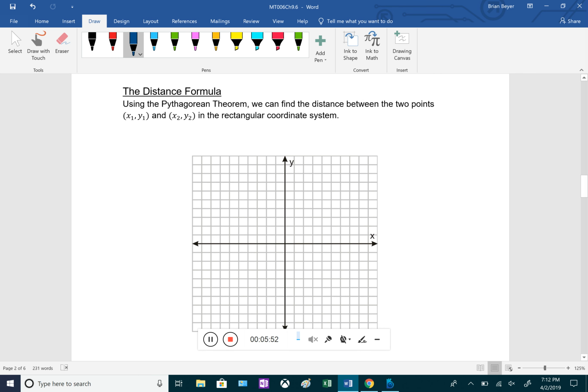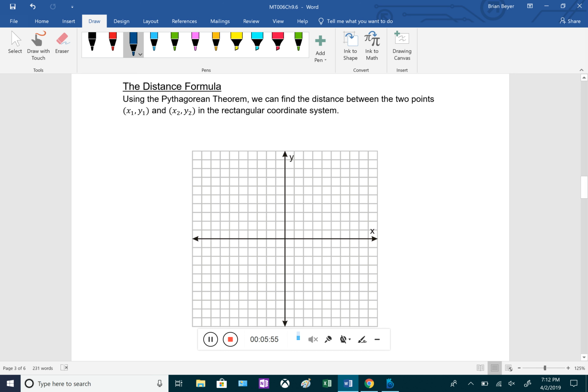Okay, so for some applications using this square root, we have the distance formula. Using the Pythagorean theorem, we can find the distance between 2 points, x1, y1, and x2, y2 in the rectangular coordinate system.